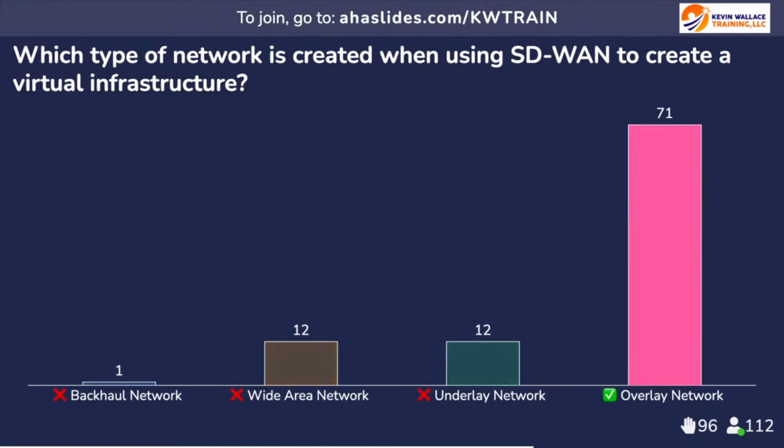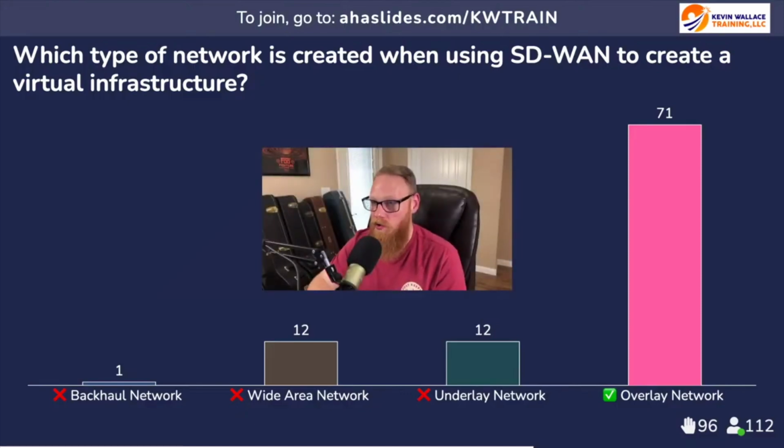Time is up. The correct answer is, of course, overlay network. SD-WAN solutions are going to create a virtual overlay network that are built on top of the actual physical infrastructure. So the physical infrastructure is what we call the underlay network. The virtual infrastructure is the overlay network. A couple of examples of that would include maybe something like voice over IP. Virtual private networks are another example of that. So we're creating an overlay network on top of existing physical infrastructure.